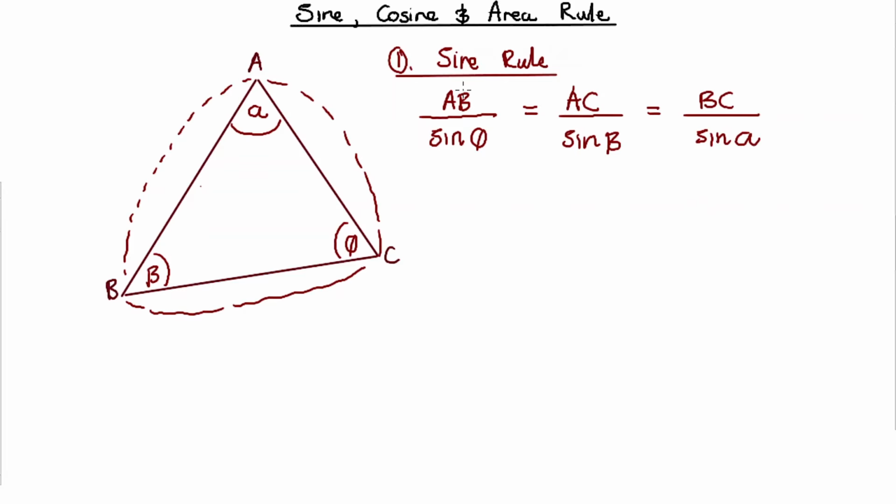So when you take a side and divide it by the sine of its opposite angle, it is going to be equal to the other ratios where you take a side and divide it by the sine of its opposite angle. Or you can also write it like this: sine theta over AB, sine beta over AC, sine alpha over BC. This is also true.